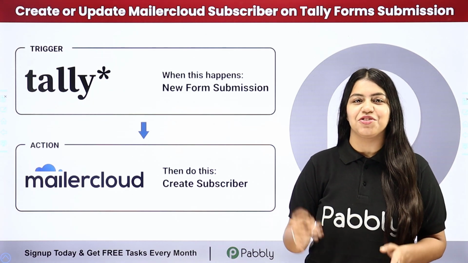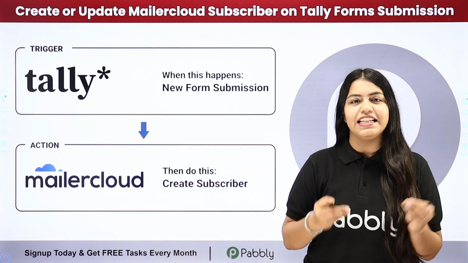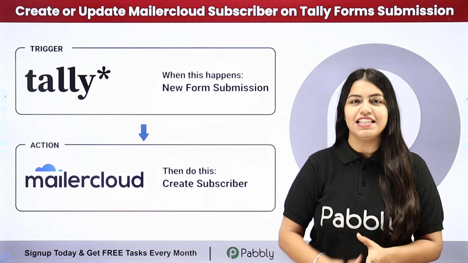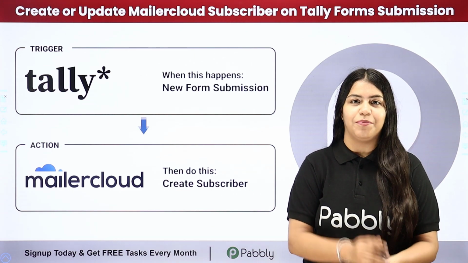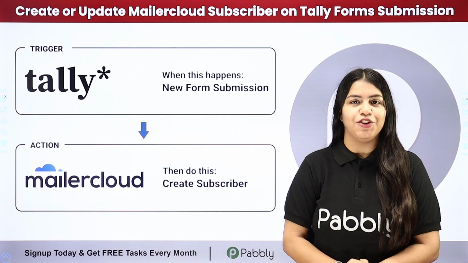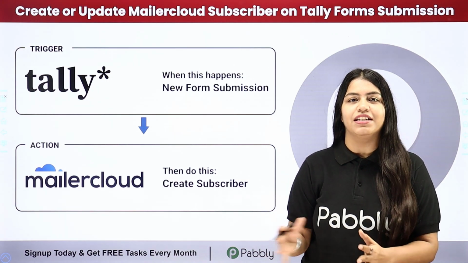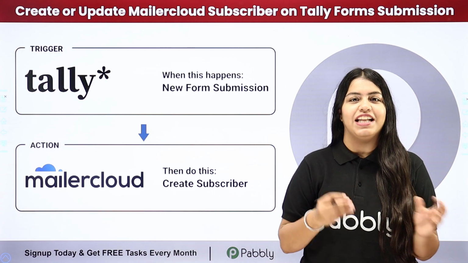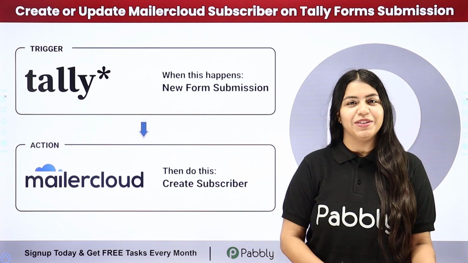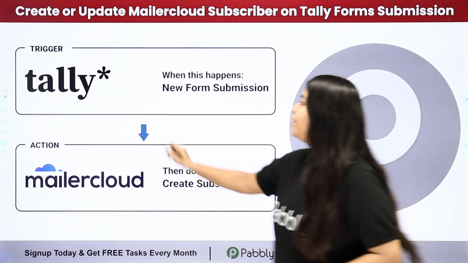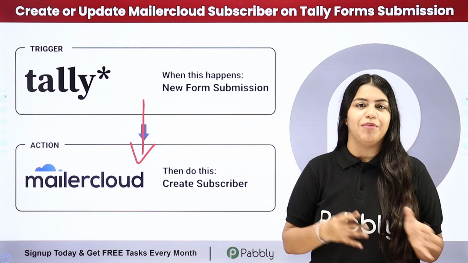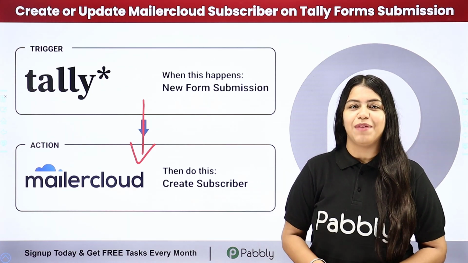So over here I'm running a digital marketing agency and we gather the details of our potential clients with the help of Tally forms. So now what I want is that as soon as we receive the details of our potential clients with the help of Tally forms, automatically that same potential client should be added as a subscriber in my Mailercloud account too, so that we can handle the email marketing more effectively without any manual efforts. So to do this, we are simply going to create a connection between Tally forms and Mailercloud. To create this connection without knowing any programming or coding language, we are going to use Pabbly Connect.